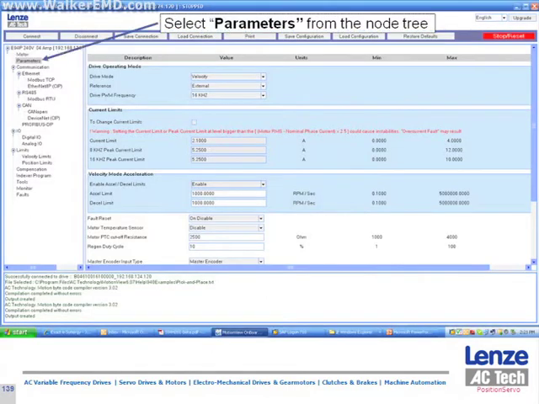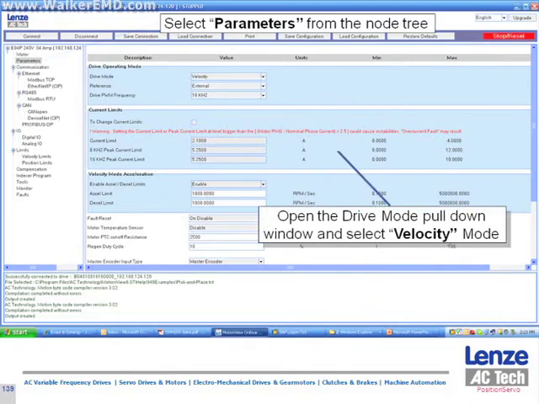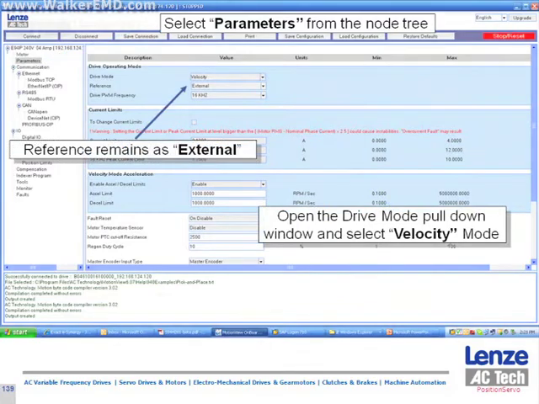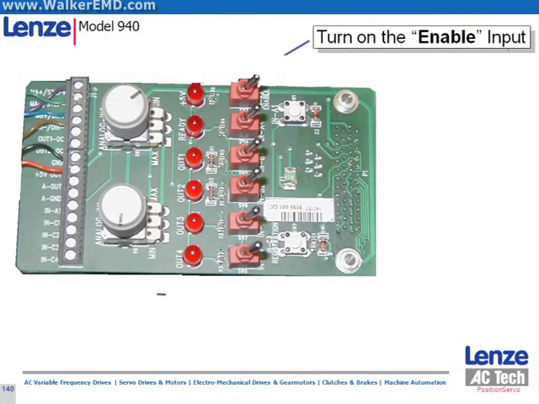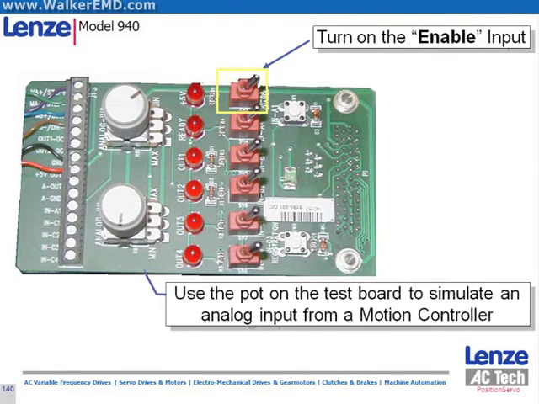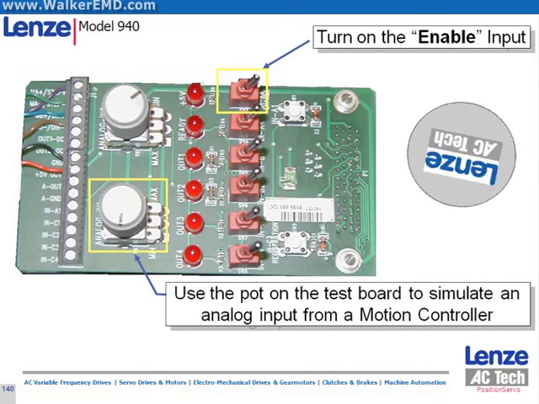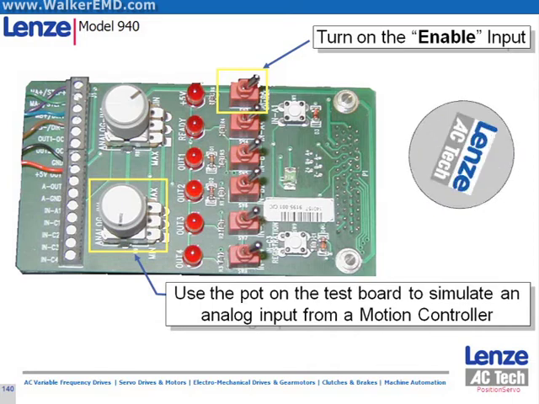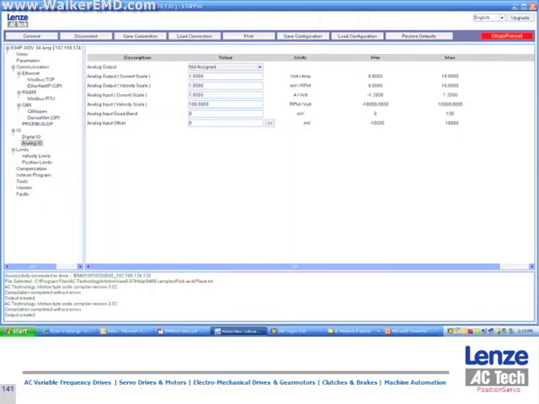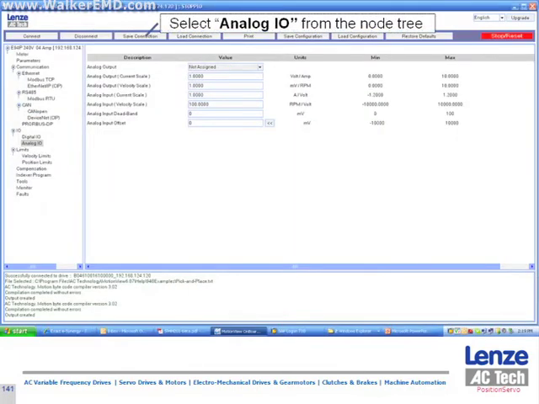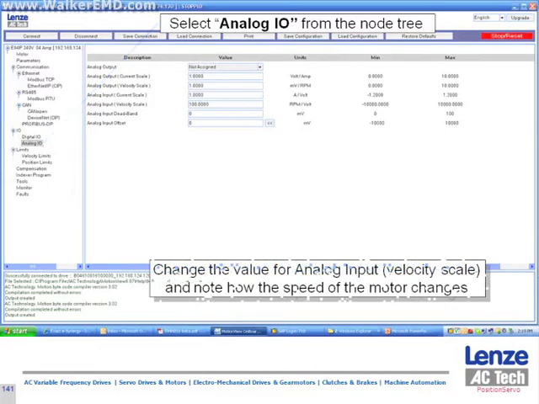Under the parameter selection in the navigation tree, change the drive mode to velocity. You will leave the reference set to external as used in the previous lab. Turn on the enable input, input A3, and use the lower pot to change the analog input 1 signal. Note the motor's reaction. The analog input velocity scale parameter on the analog I/O selection of the navigation tree is used to change the scaling of the command signal.